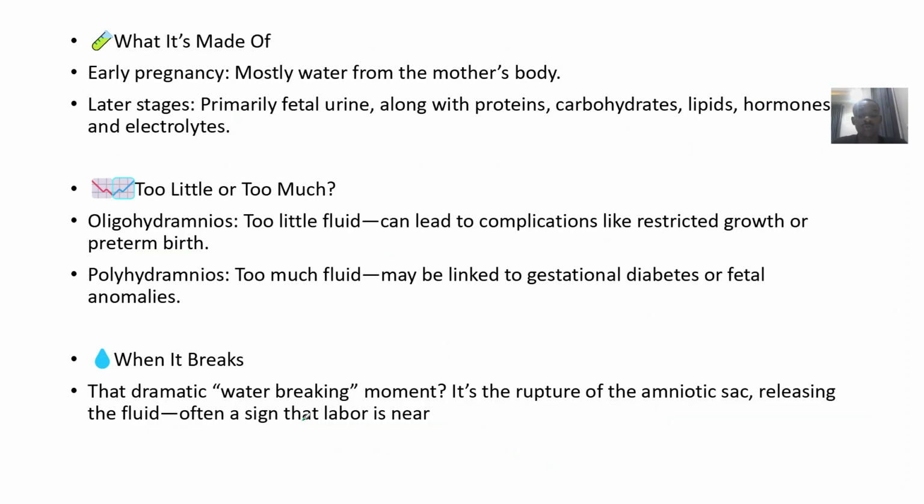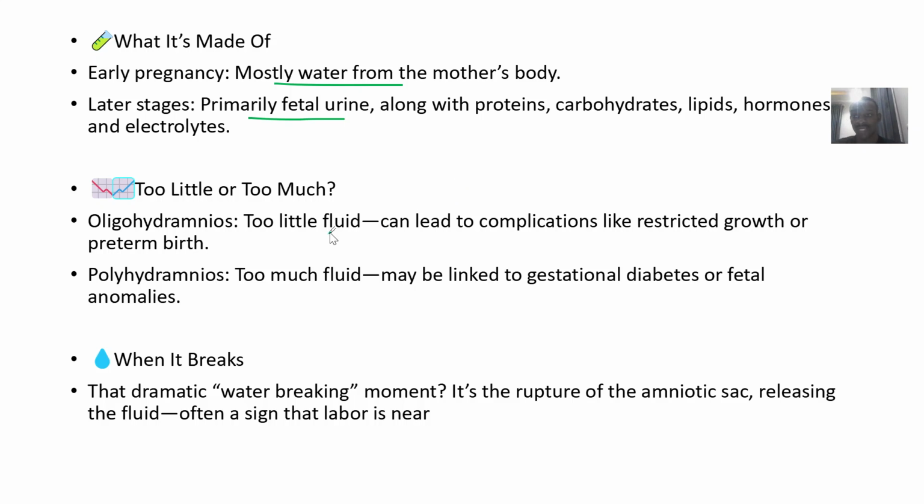All right. So what is the amniotic fluid made up of? Early in pregnancy, it is mostly water from the mother's body. Later on, fetal urine, along with proteins, carbohydrates, lipids, hormones, and electrolytes, come into the amniotic fluid.